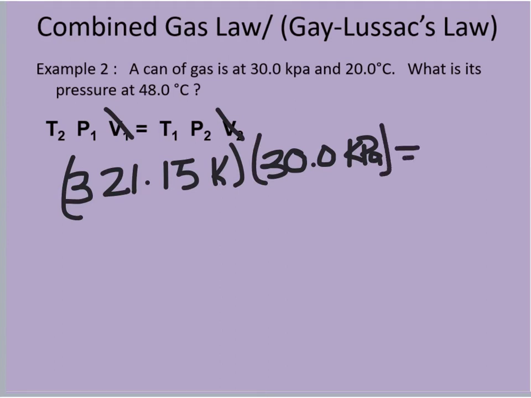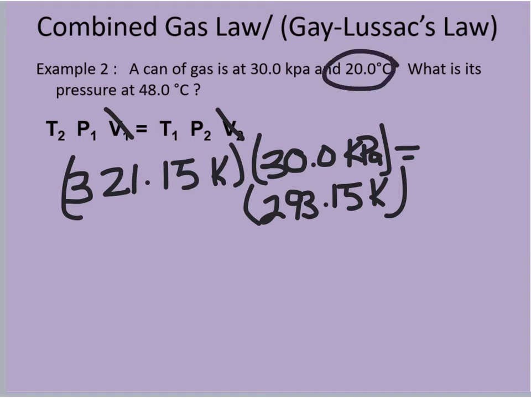And I'm going to set that equal to my initial temperature, which is 293.15 Kelvin. Where did I get that number? I don't see it in the problem. Well, I took my 20 and I added 273.15 and converted that to Kelvin. And then the problem is asking me for the pressure, which is P2.